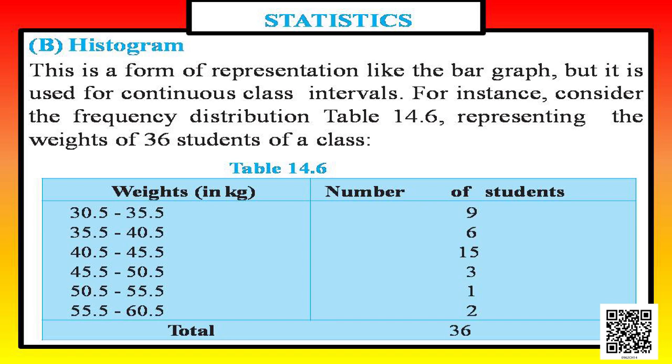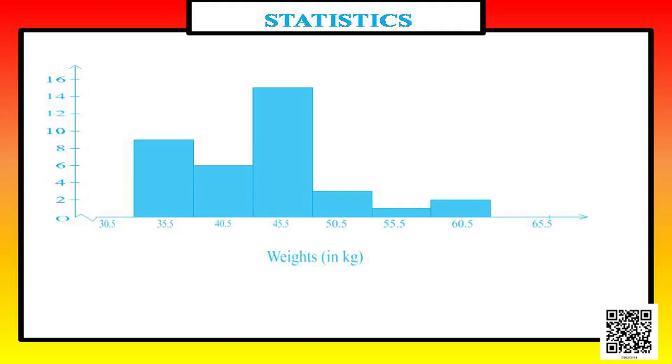Now look at the graph, that is the histogram for this. Along with the horizontal line, we have written the weights in kg, and along with the vertical line, we have written the number of students, which is our frequency. And we start writing the limits. They are 30.5, 35.5, 40.5 and so on, and the last one is 60.5.